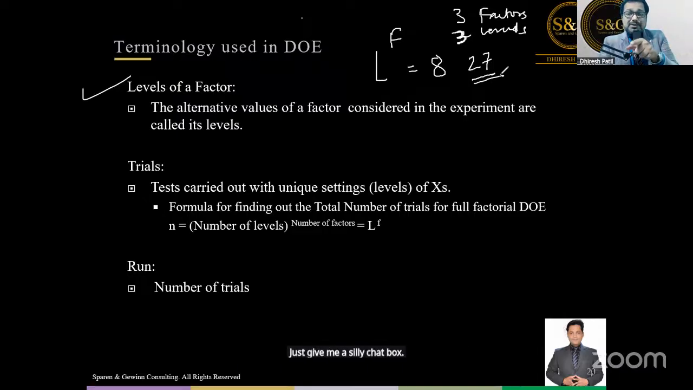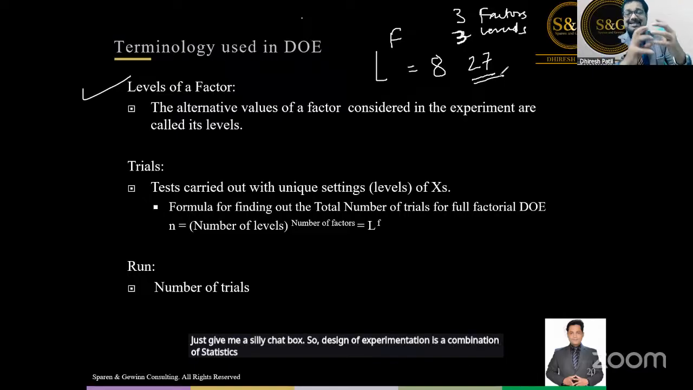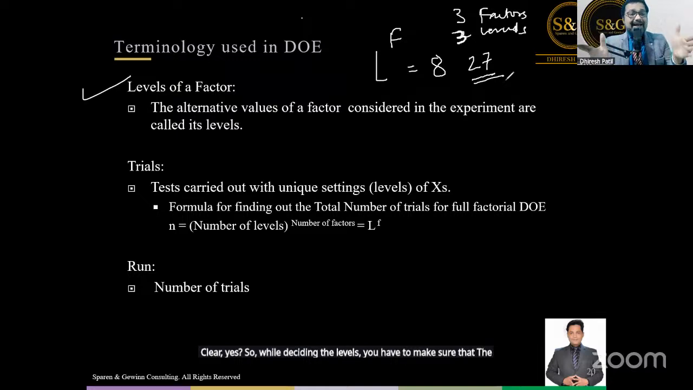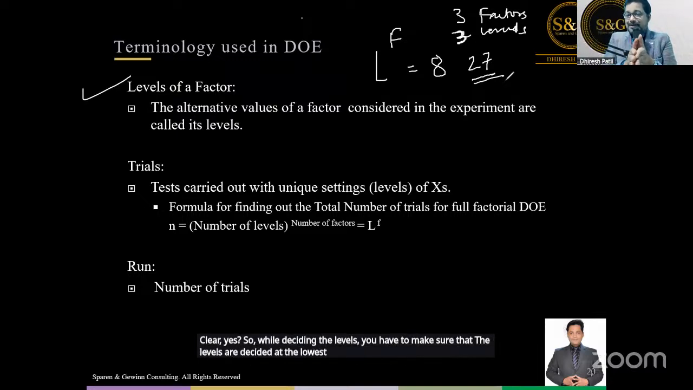So design of experimentation is a combination of statistics, hypothesis testing, regression, correlation, everything. Yes, depending on each other. Exactly. Clear? So while deciding the levels, you have to make sure that the levels are decided at the lowest numbers. So highest and lowest are recommended.